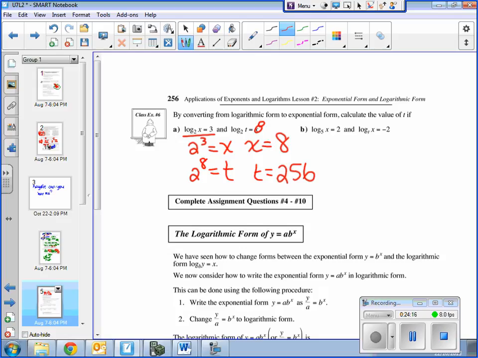Do it for the second one. Same idea. The first step will be the same. The second step will be a little bit different. Try to figure it out.